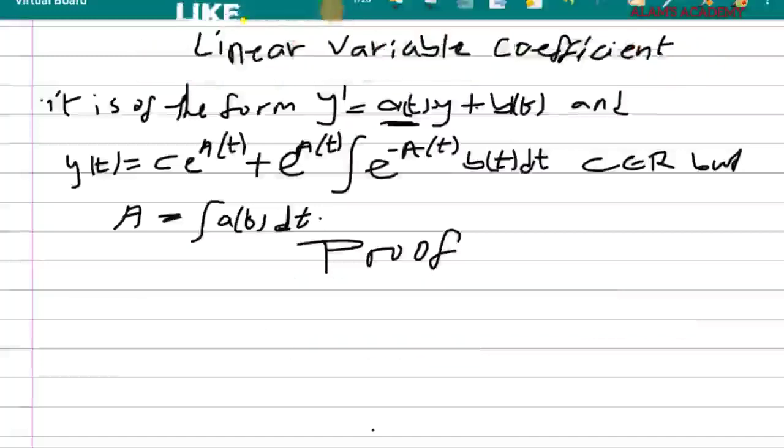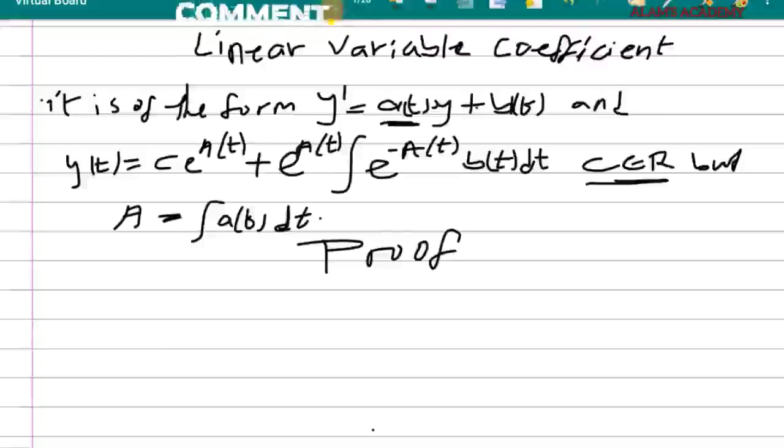It is saying that the variable coefficient is of the form y prime equal to a of t y plus b of t, and the general form that we are to prove is y equal to c e exponent A plus e exponent A all integral of e exponent negative A b of t, where c belongs to all real numbers. But it is saying that A here is equal to the integral of a of t, and so we want to prove it.